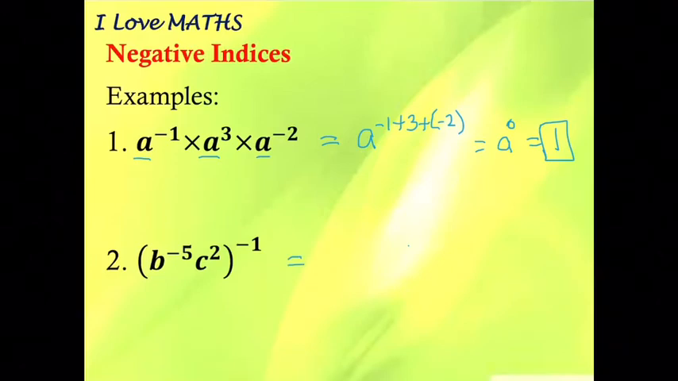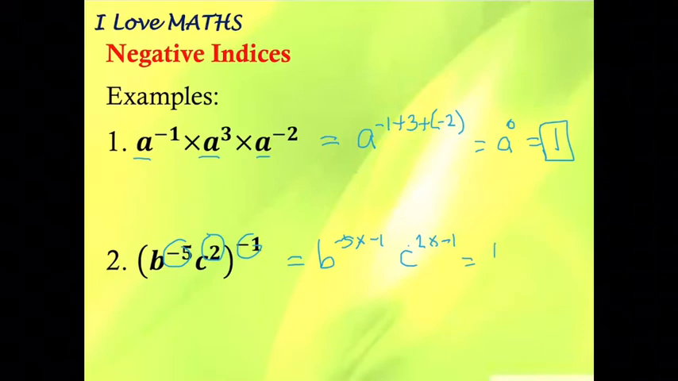So in this case, we'll copy the base b and multiply the index negative 5 to the index outside negative 1. So negative 5 times negative 1. Then copy the base c and multiply its index 2 to the index outside negative 1. So 2 times negative 1. And then simplify, we'll have b. So negative 5 times negative 1 is positive 5. Then c, 2 times negative 1 is negative 2.